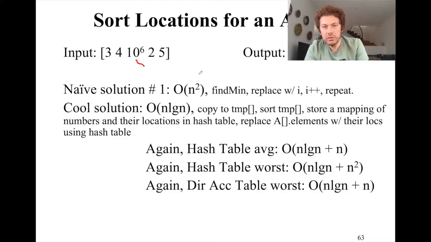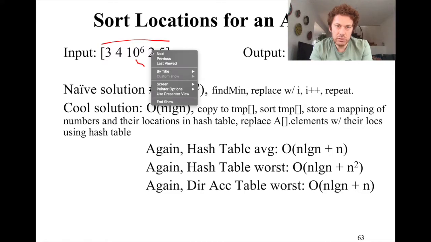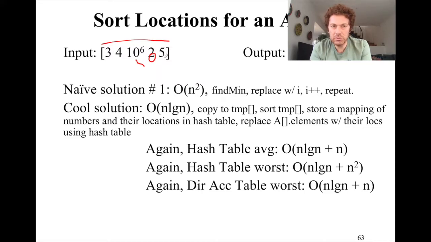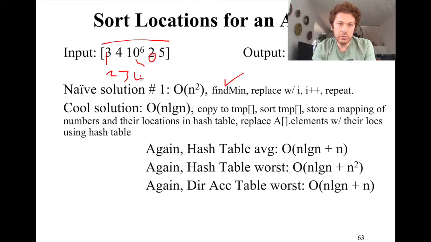So naively go through this once, find the minimum, make it 0. Okay, then go through this again, skip the zeros, find the minimum of this and make it 1. The next after 0 is 1, like that. So you do find min n times, O(n square). I can do it in n log n time though. How? I create a new array called temp. It will be the sorted version of this, so it will be 2, 3, 4, 5, and 1 million.